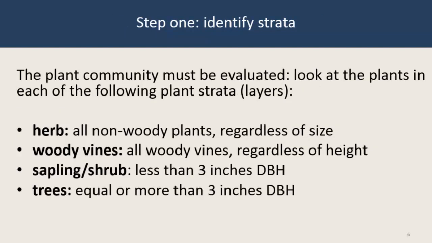First, observe and record the plants that are present in each strata. Herbs include all non-woody plants. Grasses, sedges, and stinging nettle are some examples of common herb layer plants. Woody vines, like vine maple, can grow as high as the trees that they are attached to, but they are evaluated separately from the tree strata.